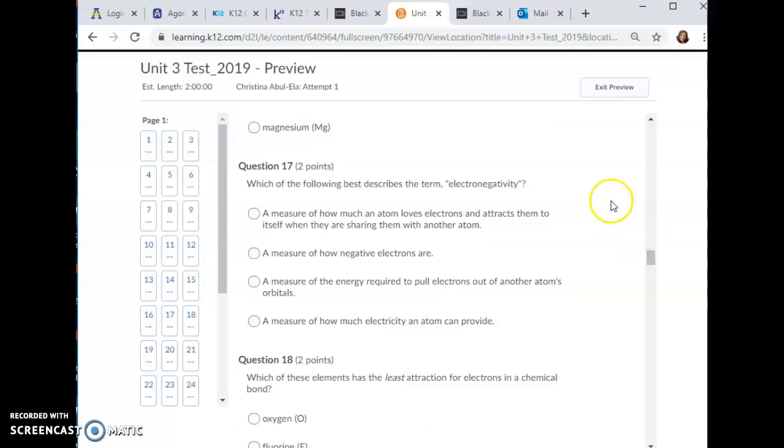Question 17. Which of the following best describes the term electronegativity? A measure of how much an atom loves electrons and attracts them to itself when they are sharing them with another atom. A measure of how negative electrons are. A measure of the energy required to pull electrons out of another atom's orbitals. A measure of how much electricity an atom can provide.